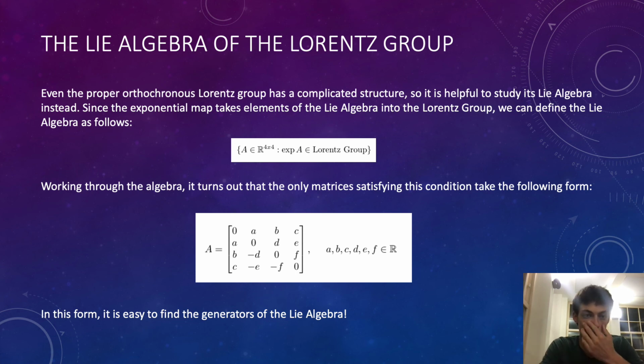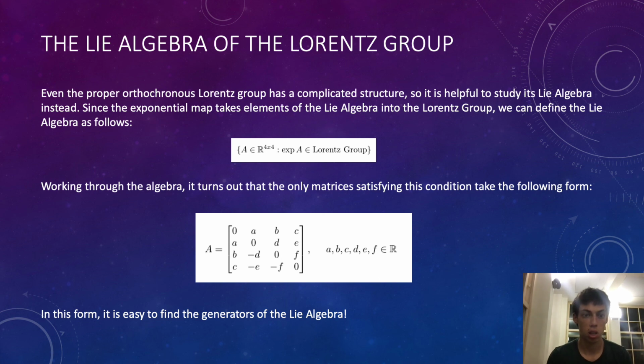So remember that the exponential map takes elements of the Lie algebra and maps them into the Lorentz group. So therefore we can define the elements of the Lie algebra as follows. It's the set of all 4x4 matrices such that e to the a maps into the Lorentz group. Working through this algebra, it turns out that the only matrices that satisfy this condition take on the following form. There are zeros along the diagonal, and then you have some combinations of A, B, C, D, E, and F in various locations where A through F are real numbers.